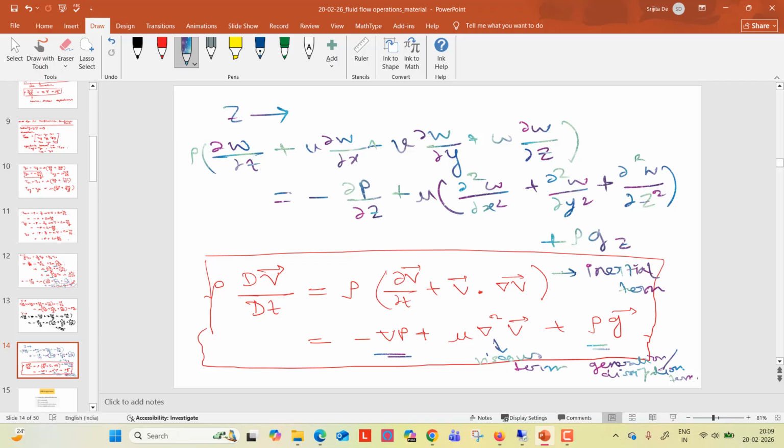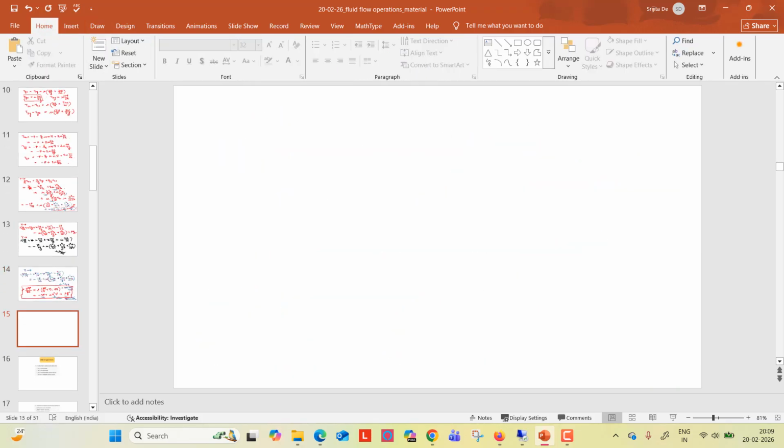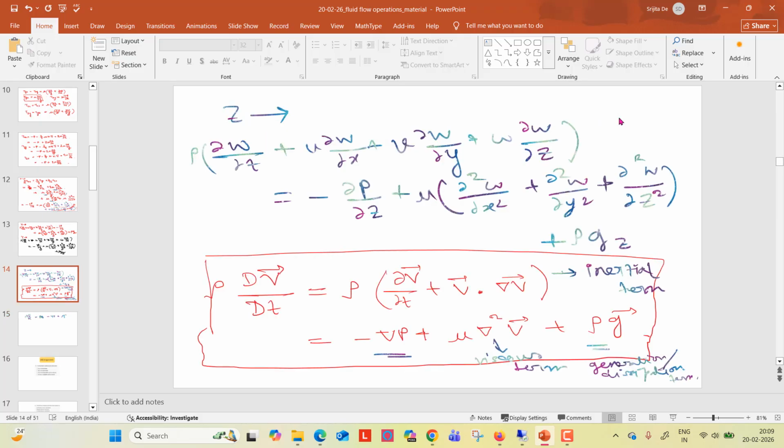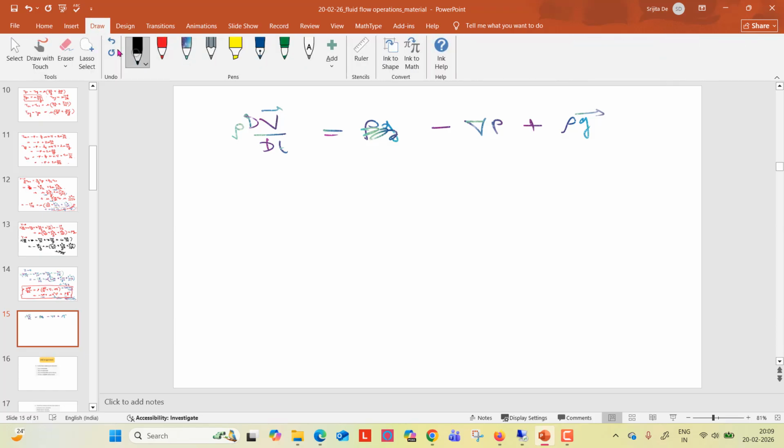If there is no viscous term, the equation will change to rho into Dv Dt, the total acceleration, equals minus grad p plus rho g, right? There is no viscous term, so this equation is called the Euler equation.